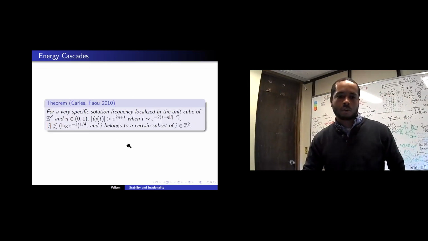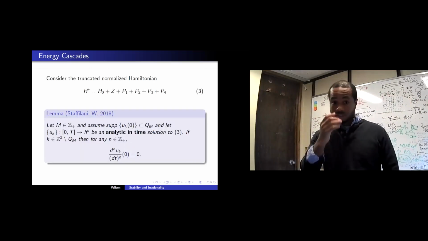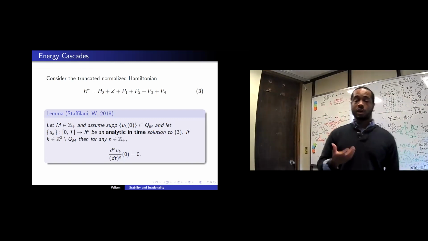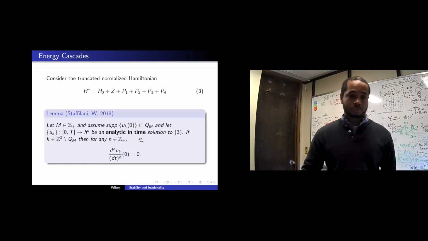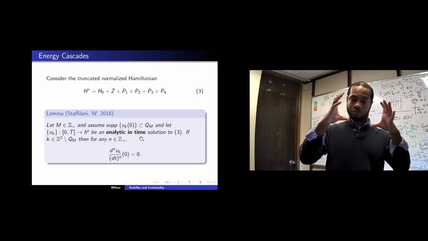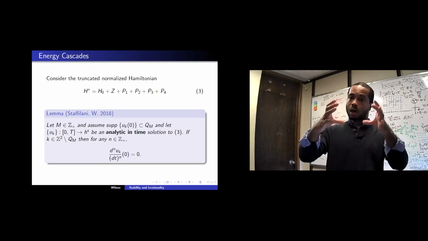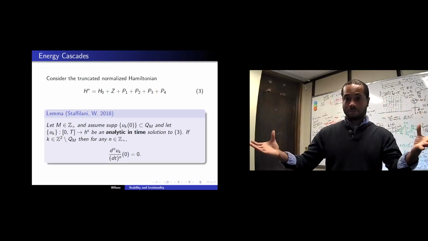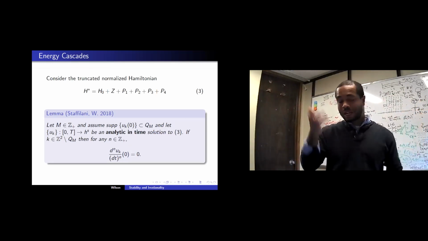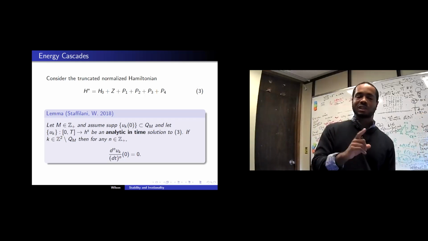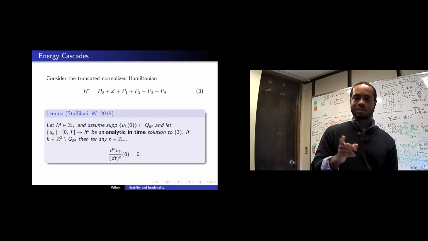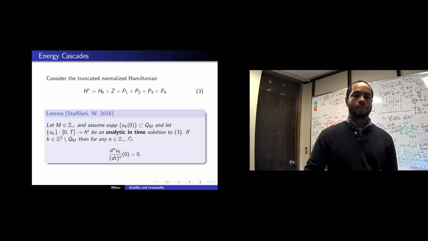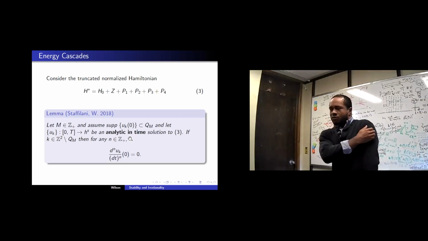And what we were able to show in 2019 is that you can't do this for the irrational torus. For the irrational torus, you start off localized in a box, and then you essentially stay in that box for all time. Okay, but not for all time, for solutions that are analytic in time with respect to this new truncated Hamiltonian, right?